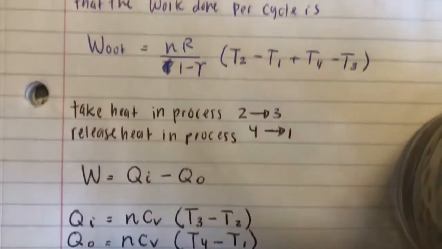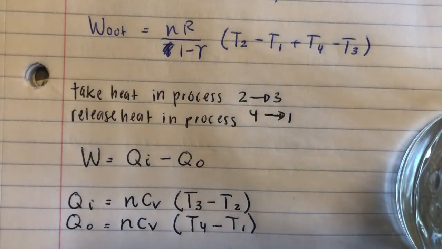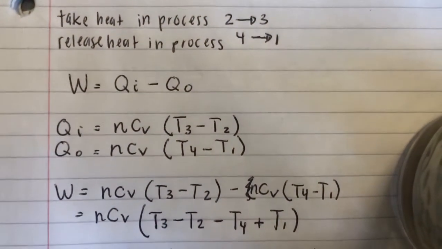And the heat in is going to equal nCv times the difference in temperature, and just to remind you guys, we're going from 2 to 3. So the difference is going to be T3 minus T2. And for the heat out, it's going to be nCv times T4 minus T1. And once again, that is the difference in temperature. And then all you do here is just plug everything in.